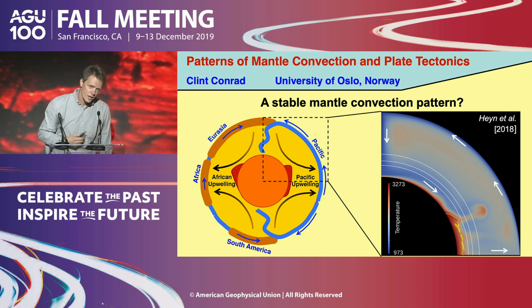A question is, how long has this convection pattern been stable? The surface plate motion suggests that it might have been stable for hundreds of millions of years, and the question is how long in the past could it have been stable?